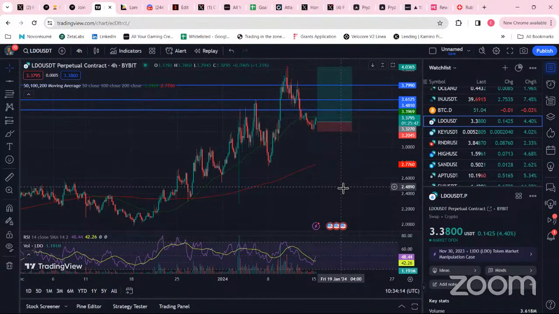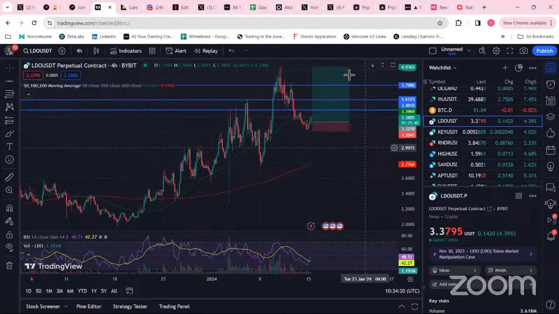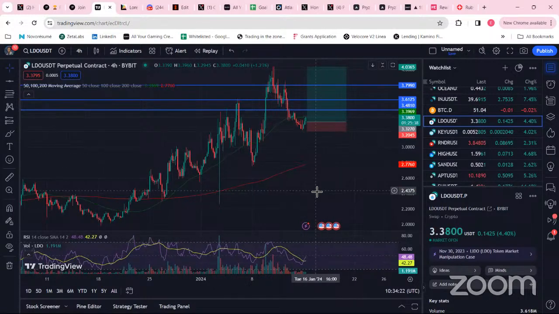This is almost like double, right? This is getting to double. Once it gets to like $4, it's almost double of what it was at, and this is in less than a month. So we are seeing massive pumps from a lot of tokens. Although to some people it seems like the market is stagnant.